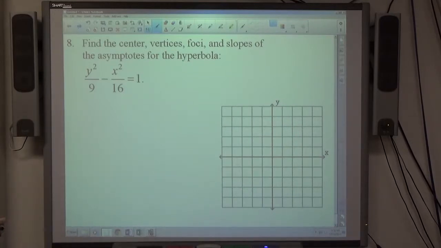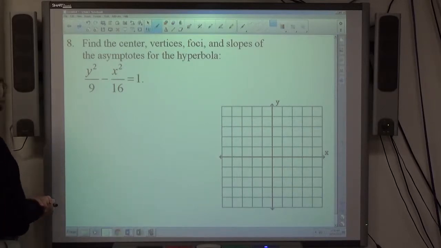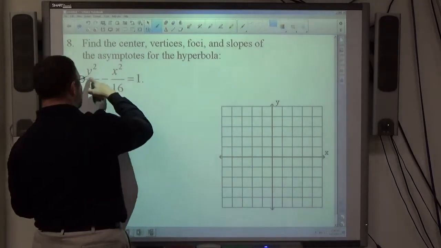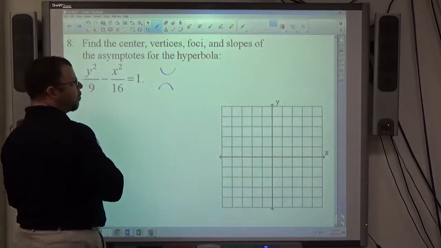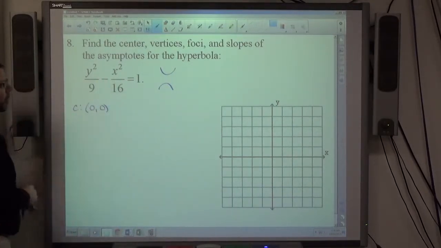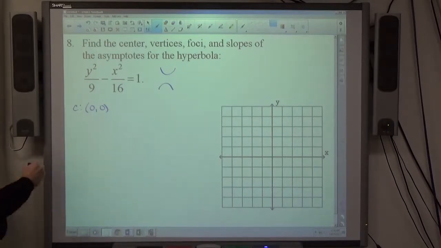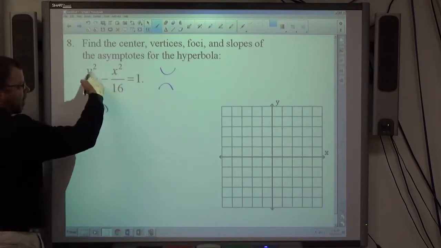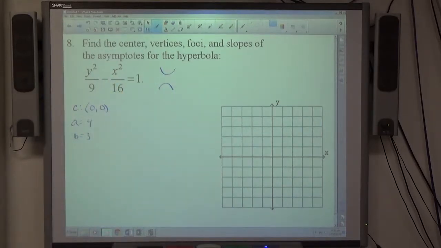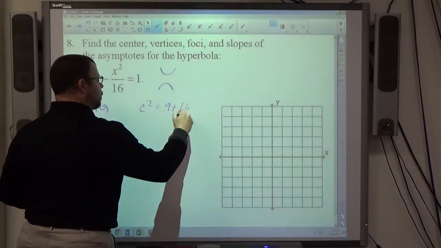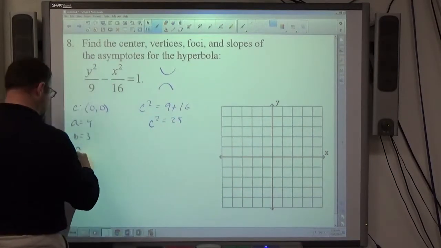Find the center, vertices, foci, and slopes of asymptotes for the hyperbola y squared over 9 minus x squared over 16 equals 1. It's already in standard form. I can see y is squared, which tells me it's going to be an up-down hyperbola. I can see that my center is 0, 0 because x and y have no numbers attached to them. I also know that a is equal to 4 and b is equal to 3, because a is under x, b is under y, and they're being squared. I also know that c squared is going to be equal to a squared plus b squared, so c squared is equal to 25, therefore c must equal 5.